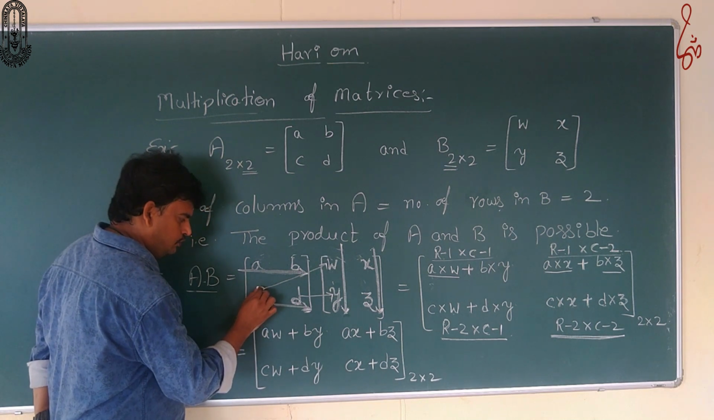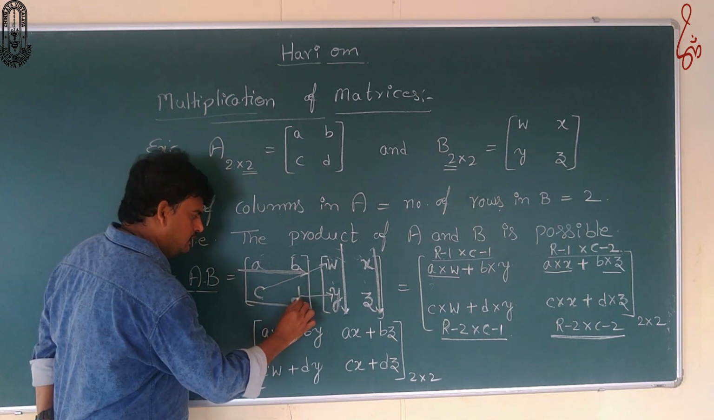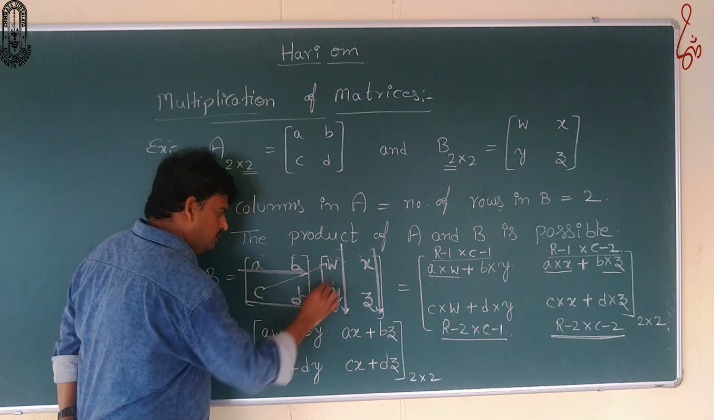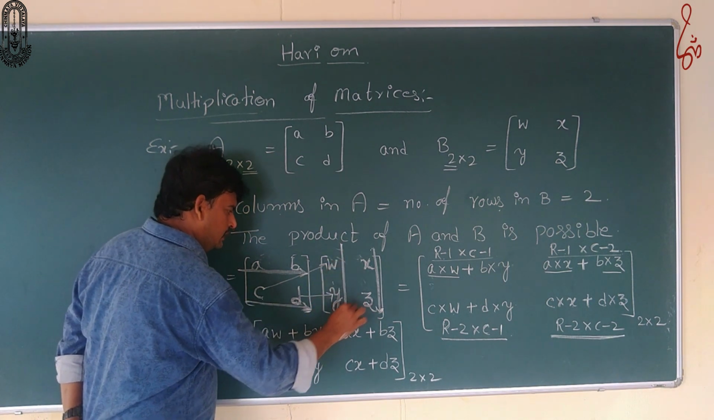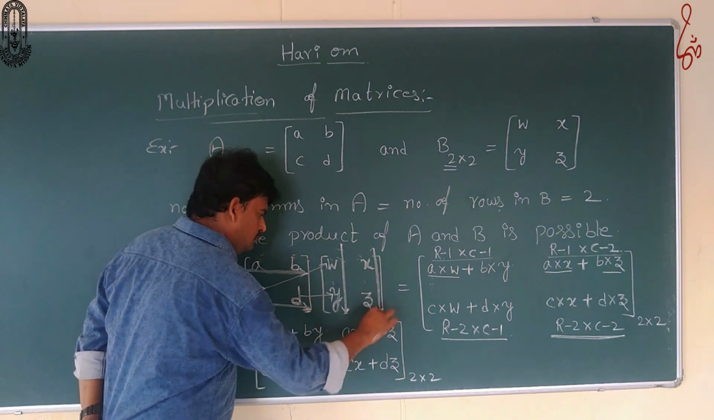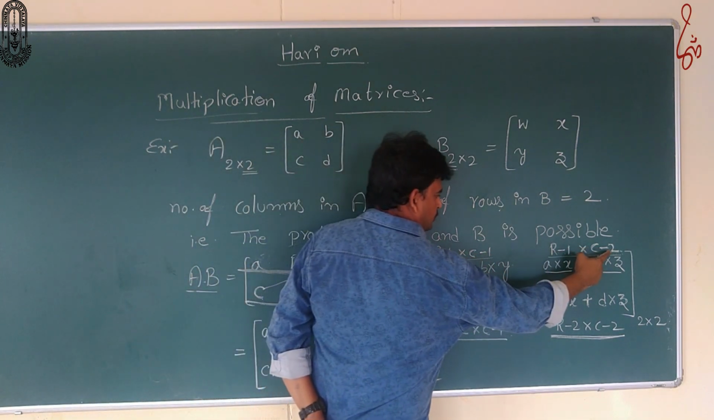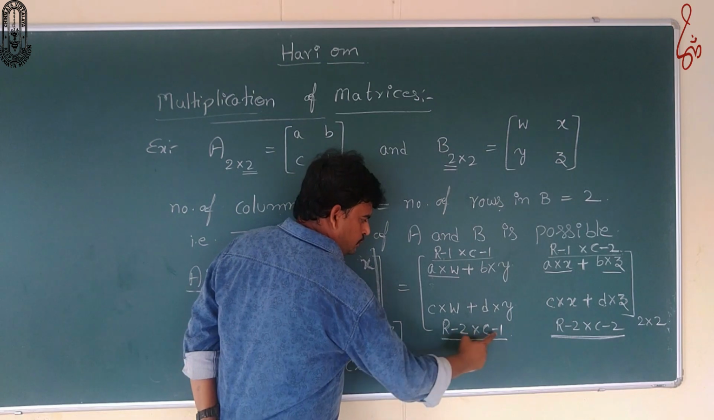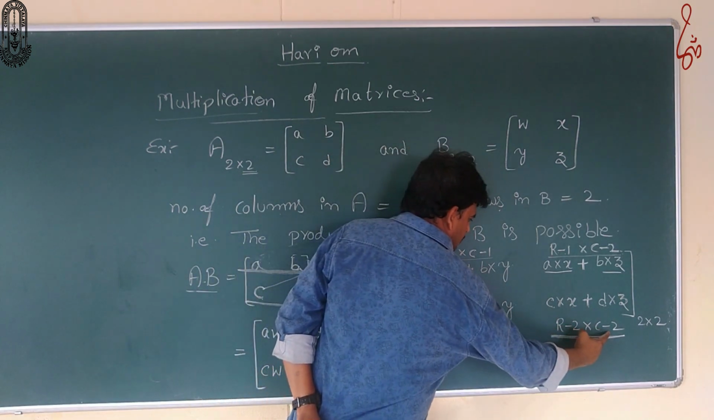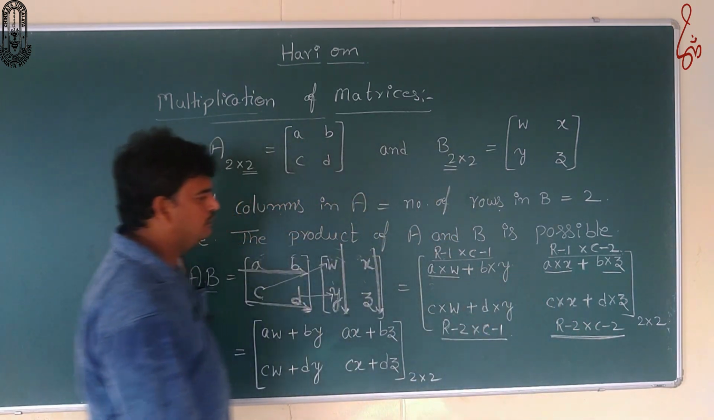Here in row 2 we have two elements, C and D. With row 2 again we are going to multiply column 1 elements as well as column 2 elements. So row 1 into column 1, row 1 into column 2, row 2 into column 1, row 2 into column 2. This is the way we need to multiply.